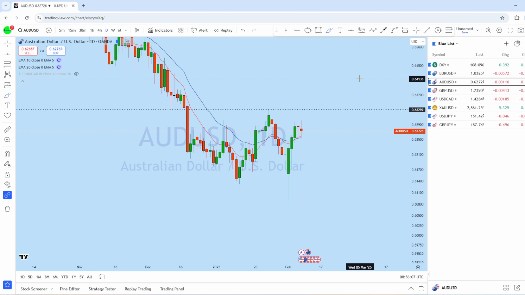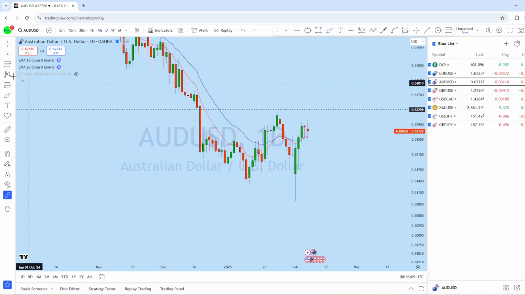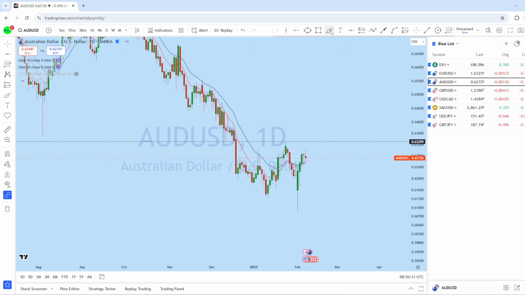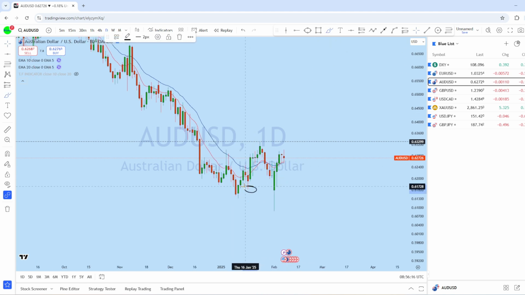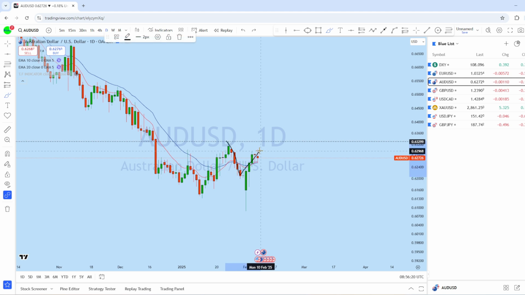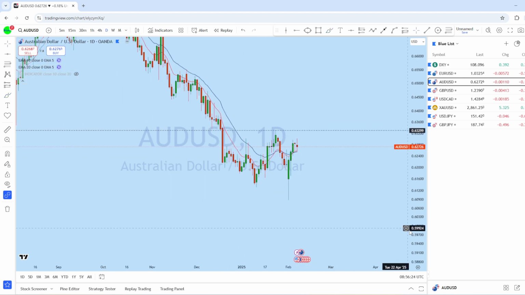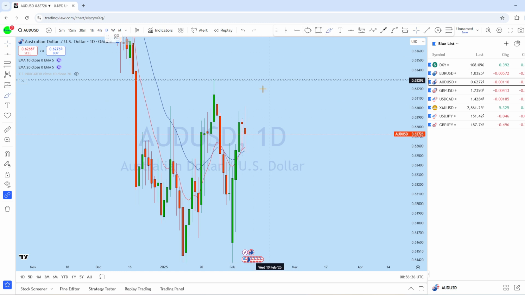Now looking at the daily chart to see how the market is evolving, this is the daily chart on AUD/USD. We can see from this level there is a bounce and a drop followed by this pullback to the upside, and this is the daily doji formation on AUD/USD.